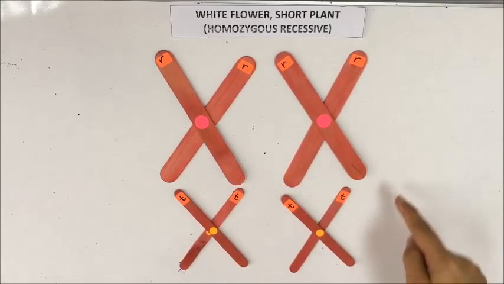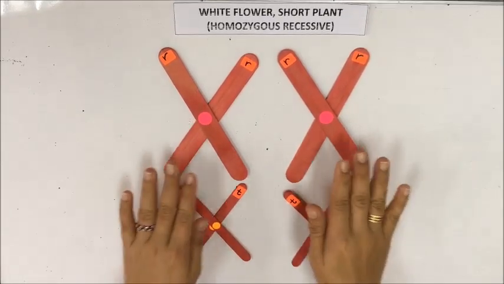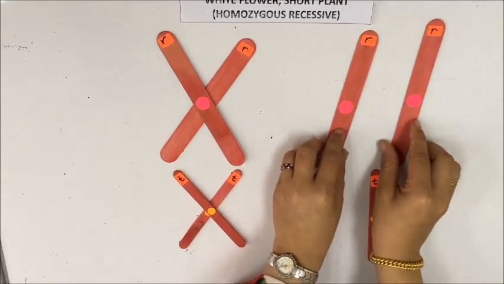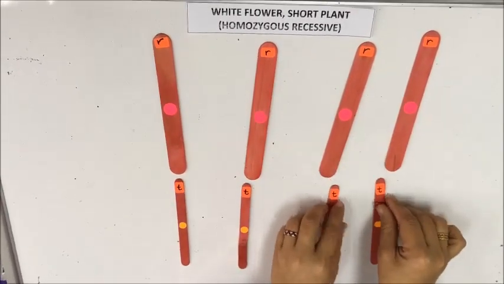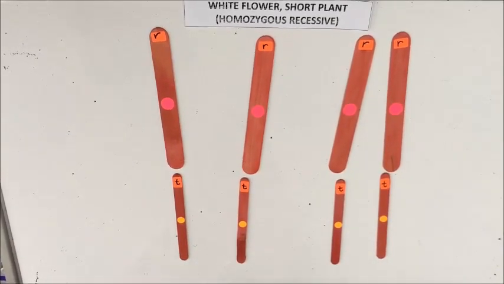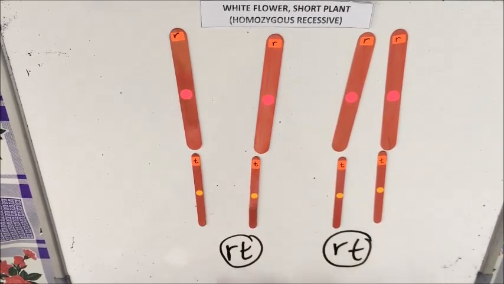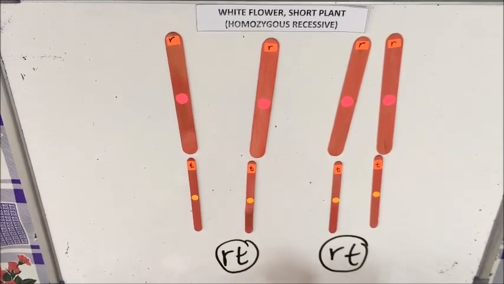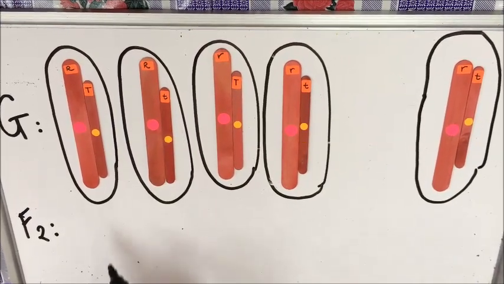The homozygous recessive parent only forms 1 type of gamete. During anaphase 1, homologous chromosomes separate. During anaphase 2, sister chromatids separate. So from this process, we can see that only 1 type of gamete is produced from the homozygous recessive plant. Fertilization of gametes will produce 4 different combinations.